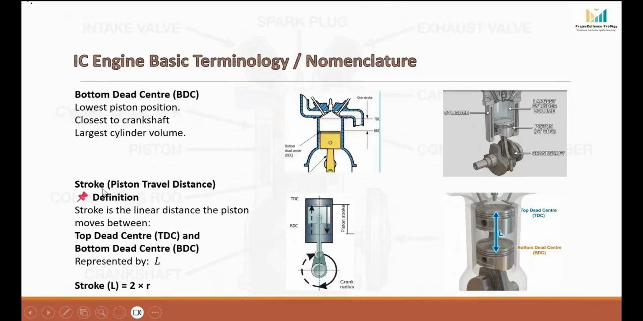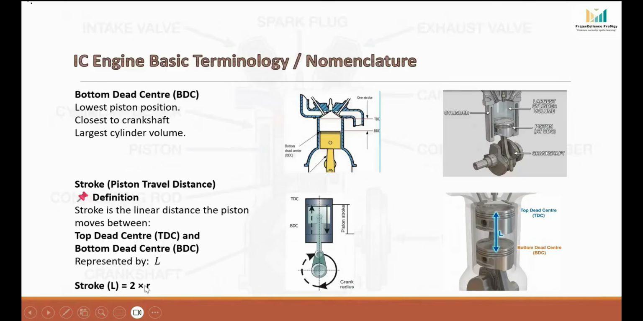Next is stroke, also called piston travel distance. Stroke is the linear distance traveled by the piston inside the cylinder between TDC and BDC, and it is represented by capital L. When the piston moves from top to bottom, it travels a certain distance. And when it moves back from bottom to top, it travels the same distance again. So this one-way distance is called the stroke. Stroke is directly related to the crank radius, R.